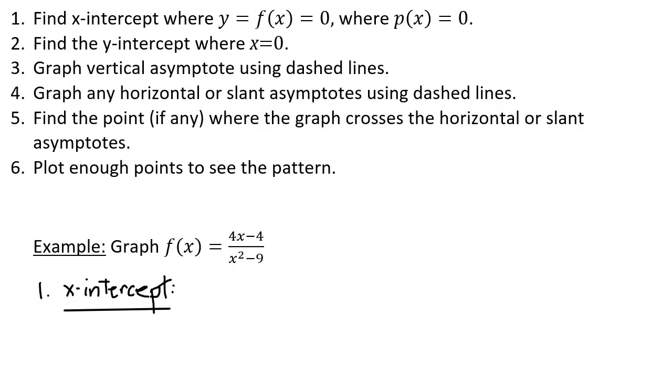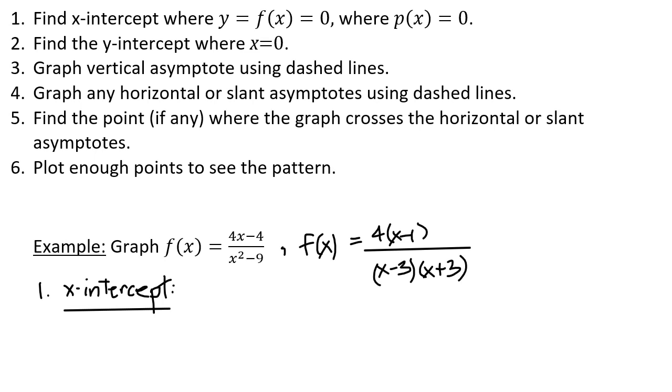The first thing I'm going to do is to factor the numerator and the denominator. So f of x is equal to 4 times x minus 1 in the numerator and x minus 3 multiplied by x plus 3 in the denominator. So I can see there they have no factors in common.